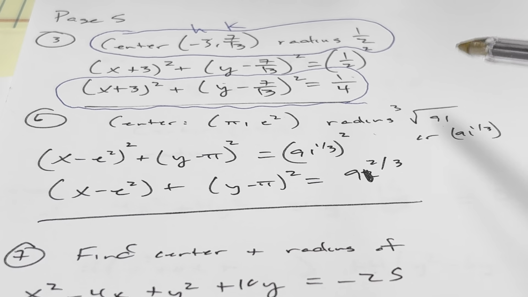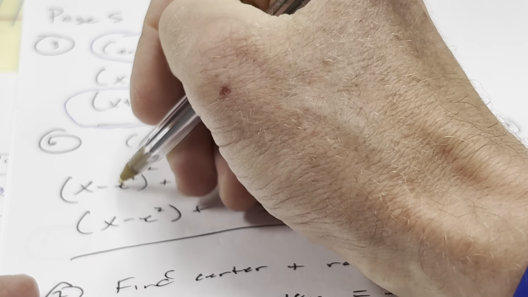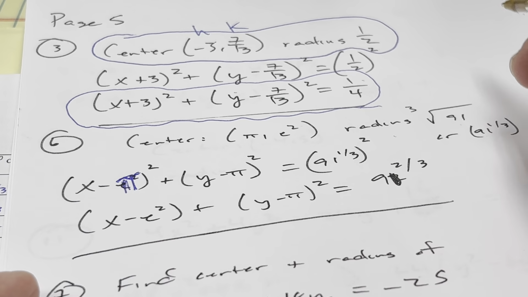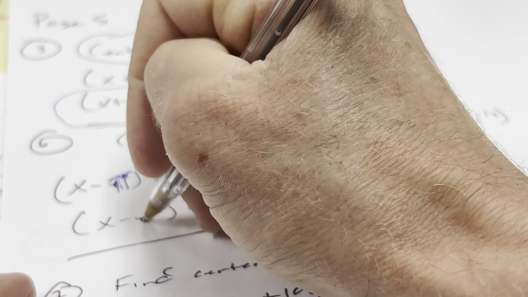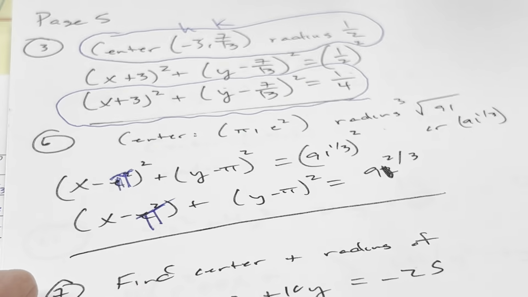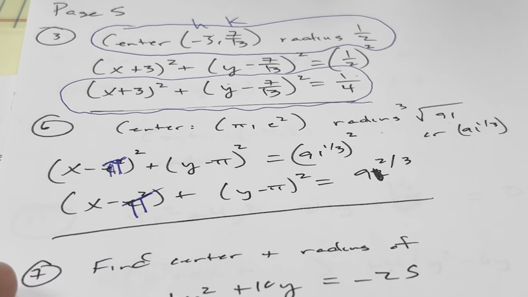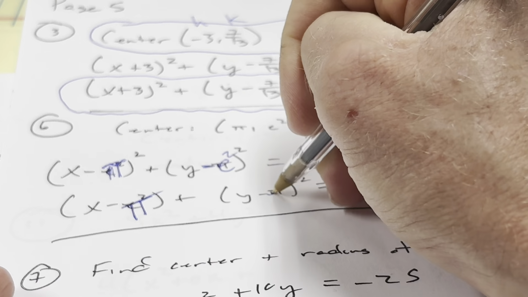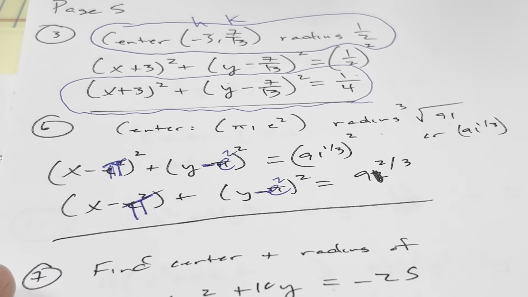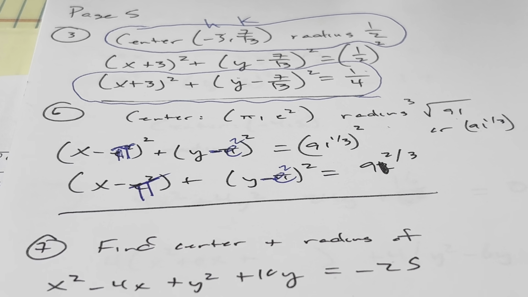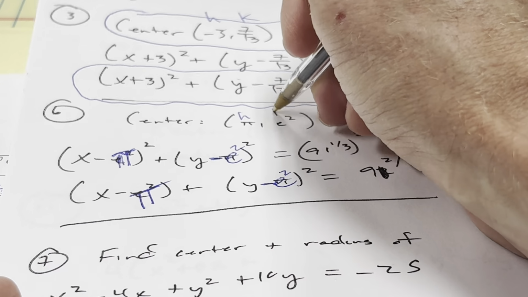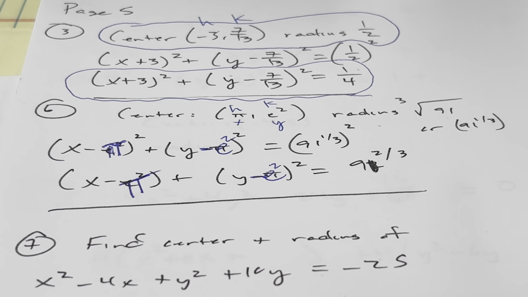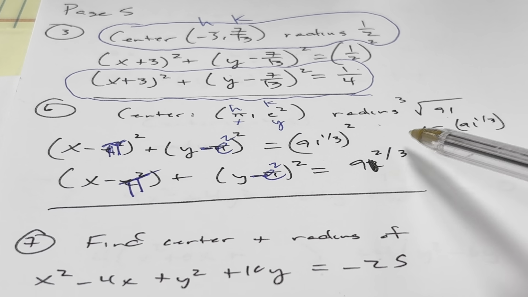So the center, oh my goodness, I made a mistake. Wrote the wrong thing down. The center is (x minus pi) squared plus (y minus e) squared, e squared, is equal to, yeah, so this is h, this is k. That means this goes with x, this goes with y. All right, e for Euler's constant.